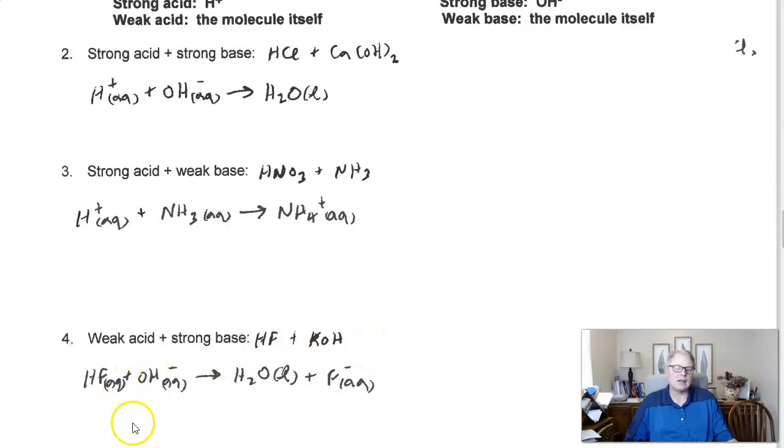But look, see, we could have done acetic acid, and we could have done sodium hydroxide. Well, acetic acid, molecule itself, CH3COOH, and then OH minus for your strong base. Pull the H off, you end up with water over here, add it to the OH minus, and you end up with CH3COO minus. You end up with your acetate polyatomic ion. It's a different reaction, but the pattern is exactly the same.